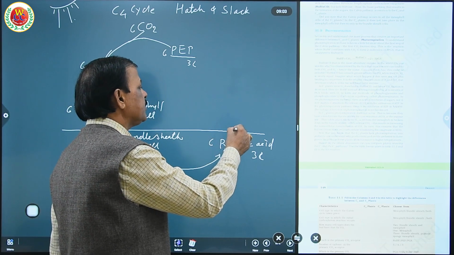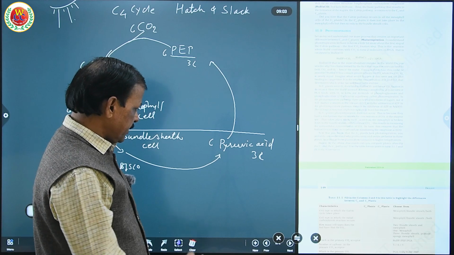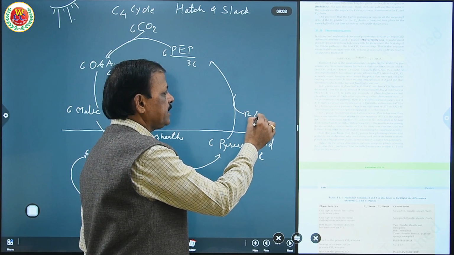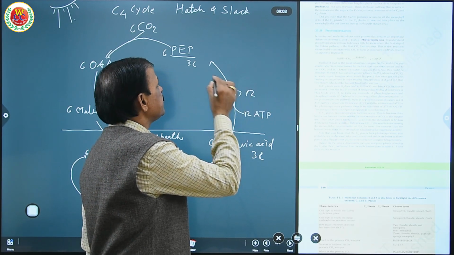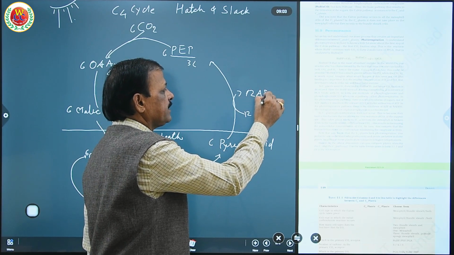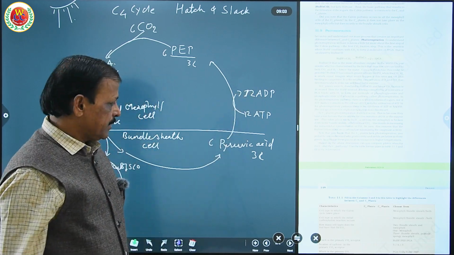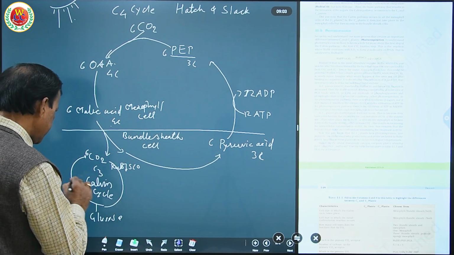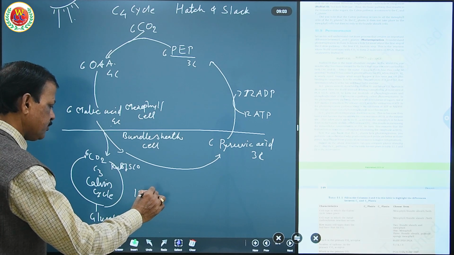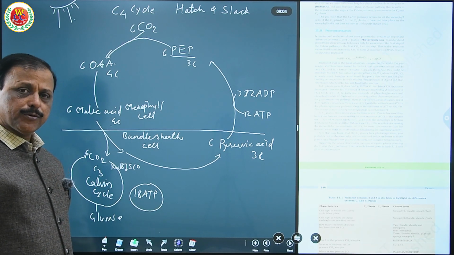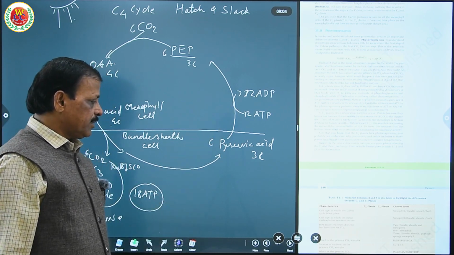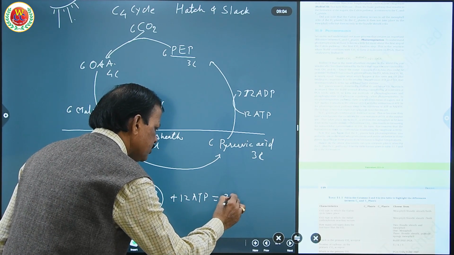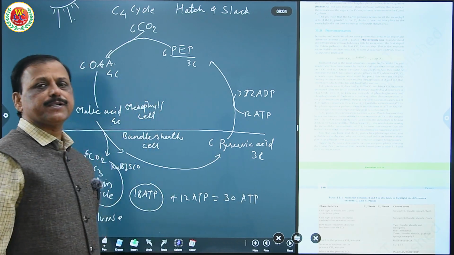Now this pyruvic acid undergoes phosphorylation before getting back into the cycle. As soon as it undergoes phosphorylation, 12 molecules of ATP are utilized to form 6 molecules of phosphoenol pyruvate, and ultimately it produces 12 molecules of ADP. So although it is expensive to regenerate this phosphoenol pyruvate, because 18 ATPs are already consumed in the Calvin cycle to fix and form 1 molecule of glucose, 18 plus 12, total 30 ATP are required to overcome photorespiration by the C4 plant.